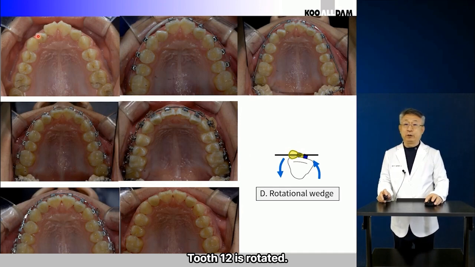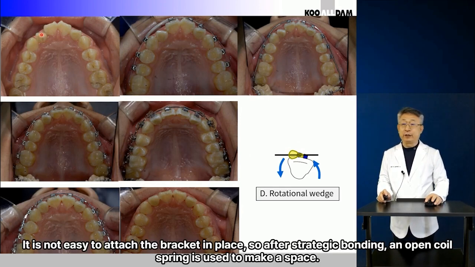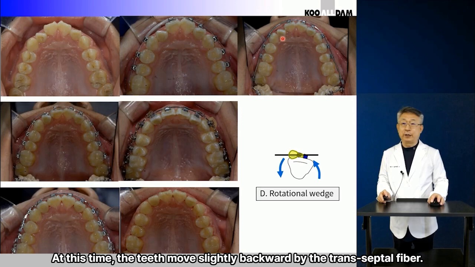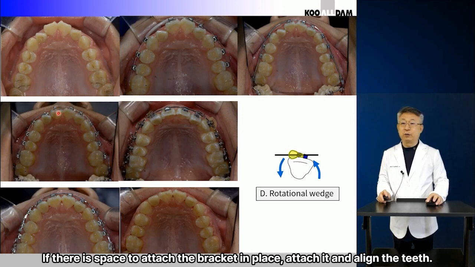Tooth 12 is rotated. It is not easy to attach the bracket in place, so after strategic bonding, an open coil spring is used to make a space. At this time, the teeth move slightly backward by the transseptal fiber. If there is space to attach the bracket in place, attach it and align the teeth.